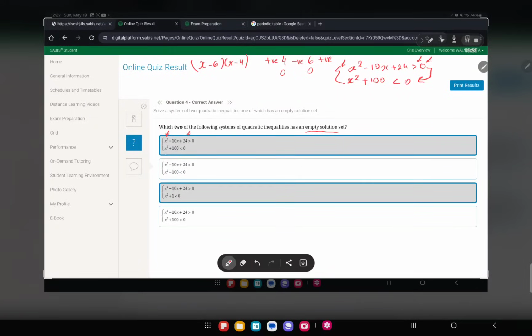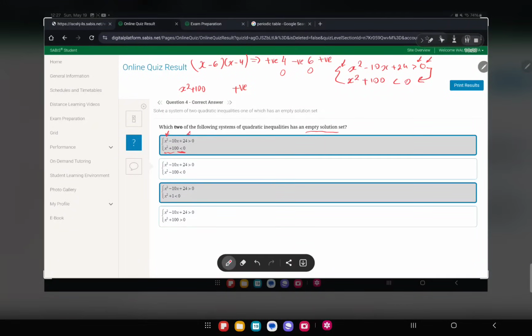Okay, how about x squared plus 100? X squared plus 100 is not factorable. That means it never equals 0. So this would be for this one. And then for x squared plus 100, if I were to draw it in a table, I would say it's always positive, right? Because there's no root. It's always positive. So can it ever be less than 0? Let's take a look here.